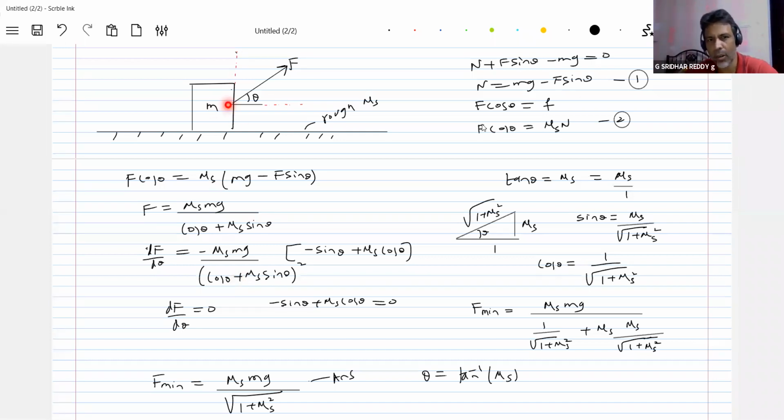If you pull the block horizontally, what is the minimum force you need? Mu s mg. But can I pull the block with a force less than mu s mg? Then I should pull the force at an angle theta with horizontal. And what is the theta? It should be made this much angle. It's not the angle of friction again. Don't get confused here.